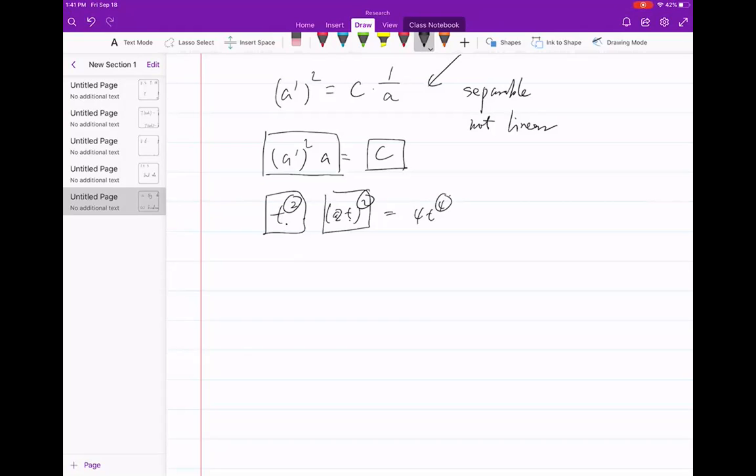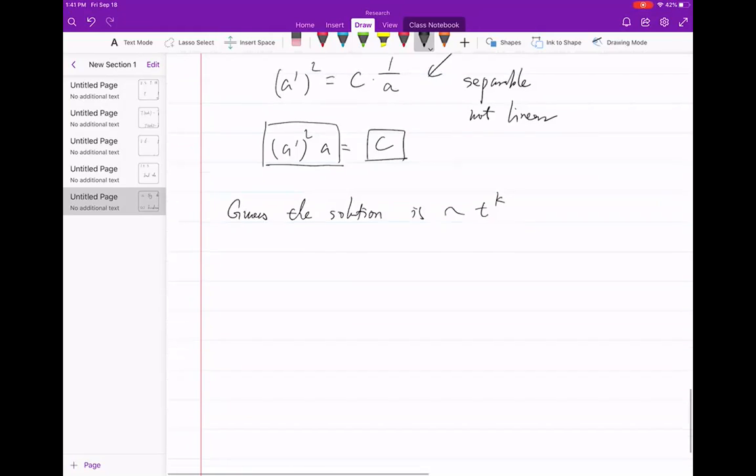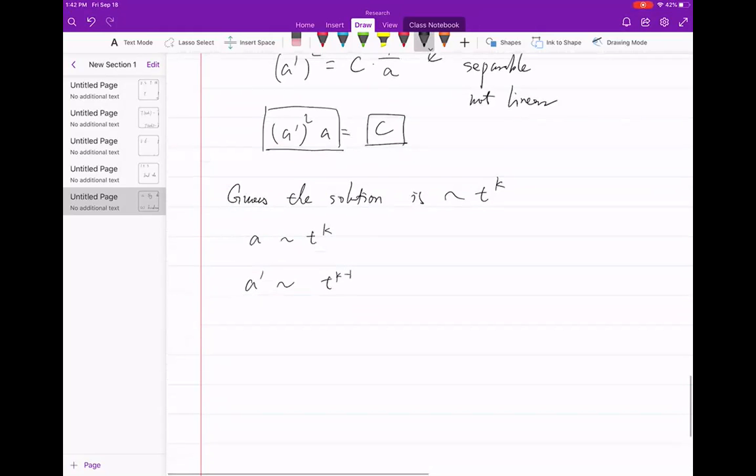Make sense so far? If that's the case, I'm going to make a guess. The solution is roughly t to the k. It's a power. I don't know which power, but it's a power. So if a is roughly t to the k, remember there may be some constant, we really don't care. A prime is roughly k, t k minus 1. But really, we don't care about k. It's just k minus 1. You want a prime square times a is a constant.